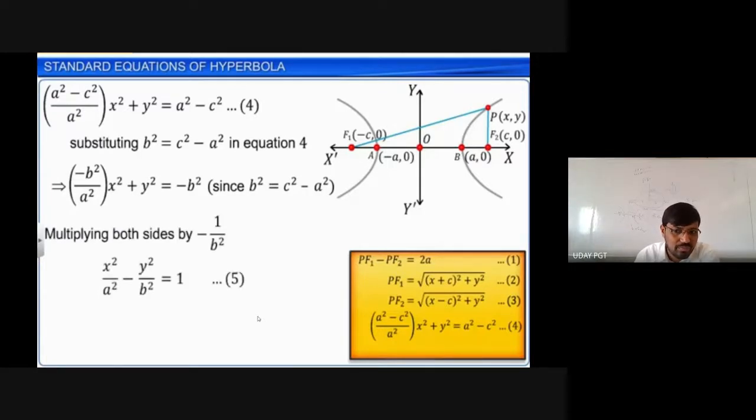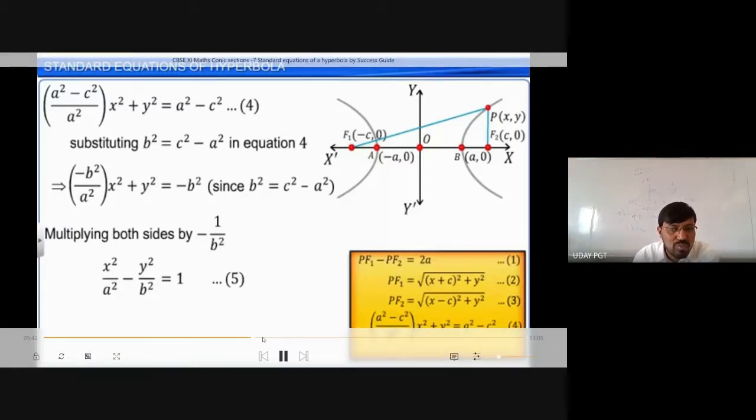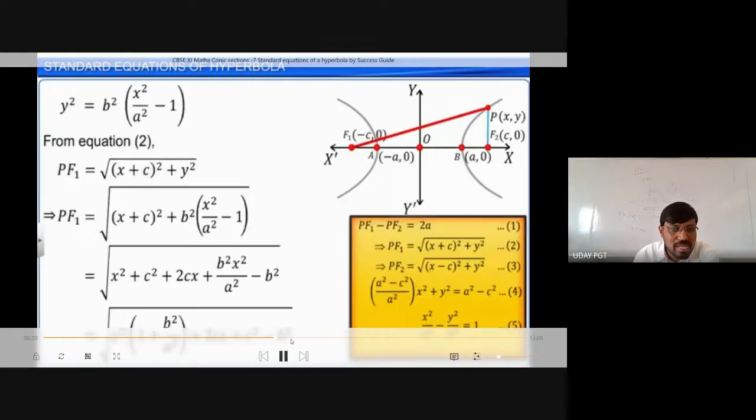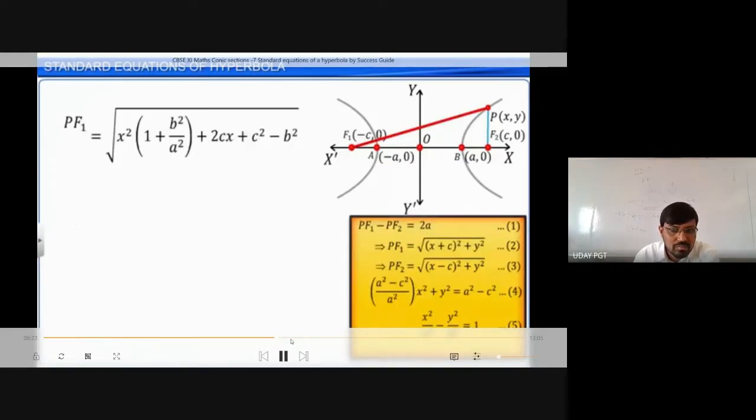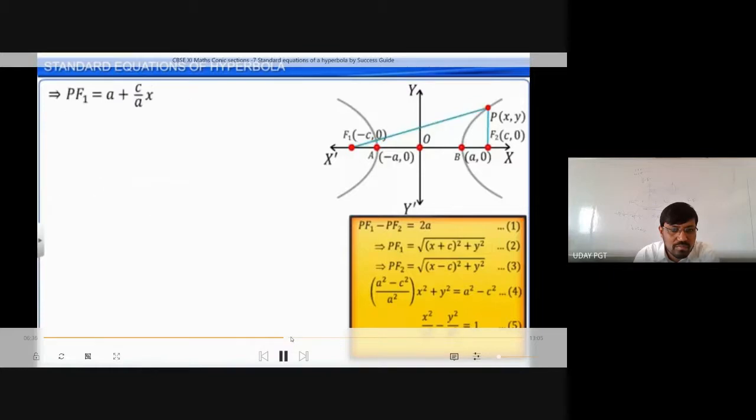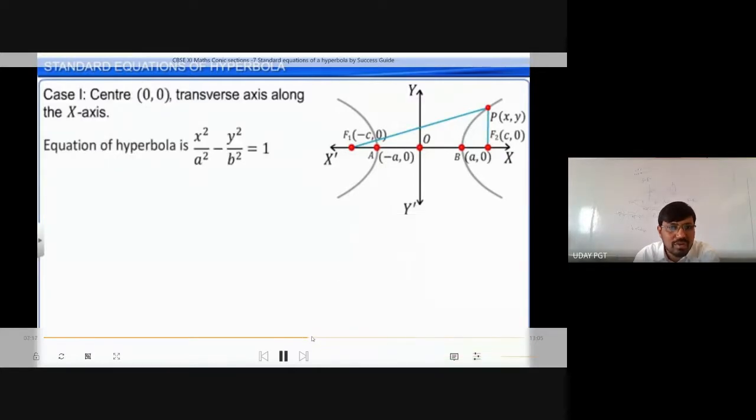equation. We need to eliminate c from the equation. So by eliminating the c, we are going to get x square by a square minus y square by b square is equal to 1. So this is the equation. Did you get my point? This is just substituting and simplifying only.